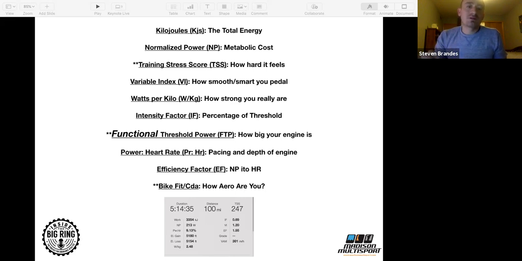1.00 is perfect. Typically if you're riding inside, on the trainer, your VI is very, very good. When you get outside and you're going to stop signs, going down hills and soft pedaling, you're going to start to see that VI get very high. 1.2 is very high. It's not very good. Typically VI is how smart and how smooth you pedal, and that certainly has a large effect on how you race.